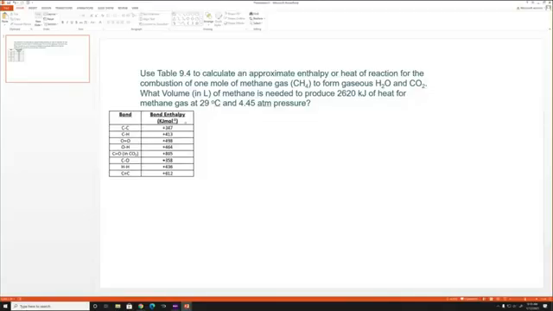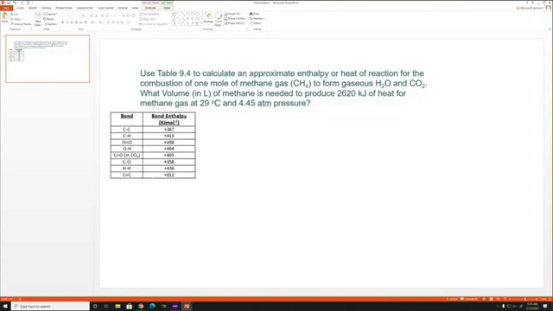All right, so in this question, it says use table 9, where I pasted table 9 right there, to calculate the approximate enthalpy or heat of reaction for the following combustion of 1 mole of methane to form gaseous H2O and CO2. What volume of methane is needed to produce 2,620 kilojoules of heat for methane gas at 29 Celsius and 4.45 ATM. Okay, so this is a very comprehensive problem, incorporates everything.